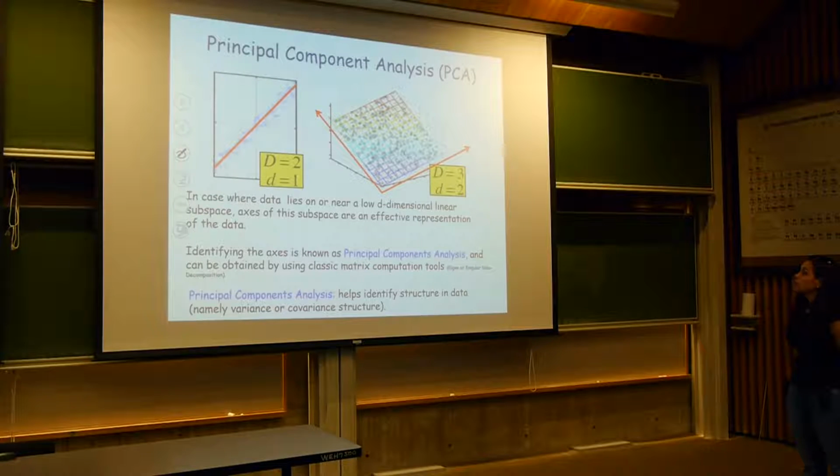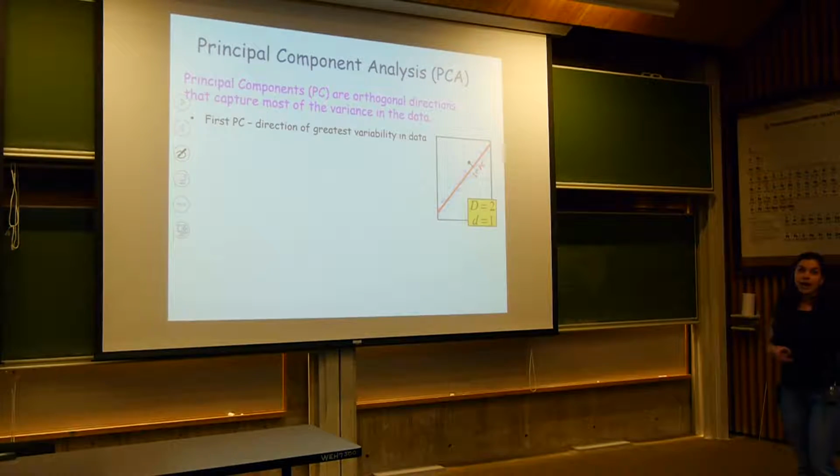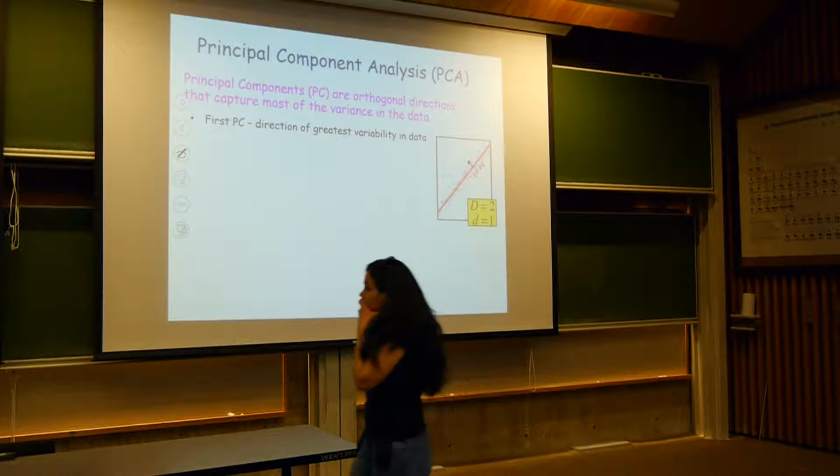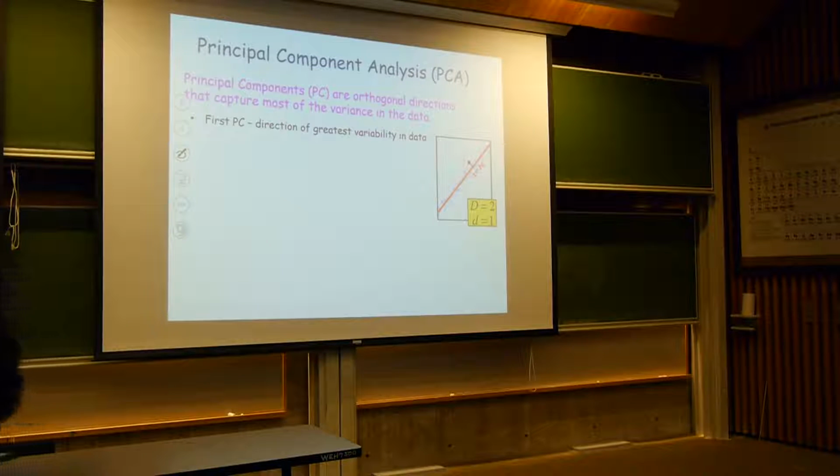Okay, so let's go through. Let's now define what principal components are a little bit more formally. The formal definition is that the principal components of the data are just orthogonal directions that capture most of the variance in the data. Okay, that's the formal definition.